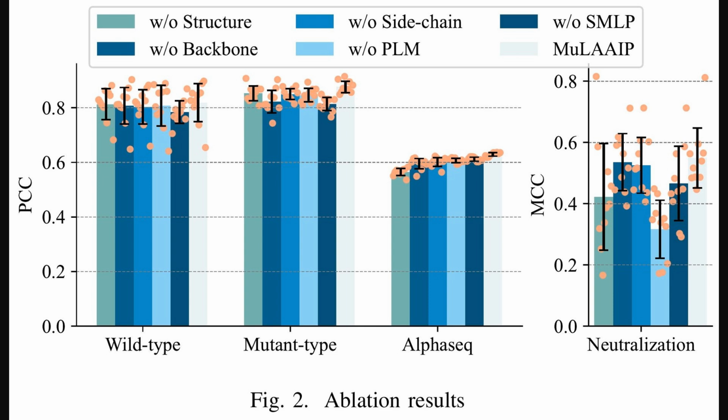For the affinity tasks, they use PCC, or Pearson Correlation Coefficient, a score from -1 to 1 indicating how well predictions match actual values, with 1 being a perfect match. For neutralization, it's MCC, or Matthews Correlation Coefficient, another score from -1 to 1 that's good for these yes-no type predictions. The key takeaway is that the full MuLAAIP model, the rightmost bar in each group, generally performs best. Removing any piece, like the structural information or the protein language model, usually lowers these scores, showing each part contributes significantly.